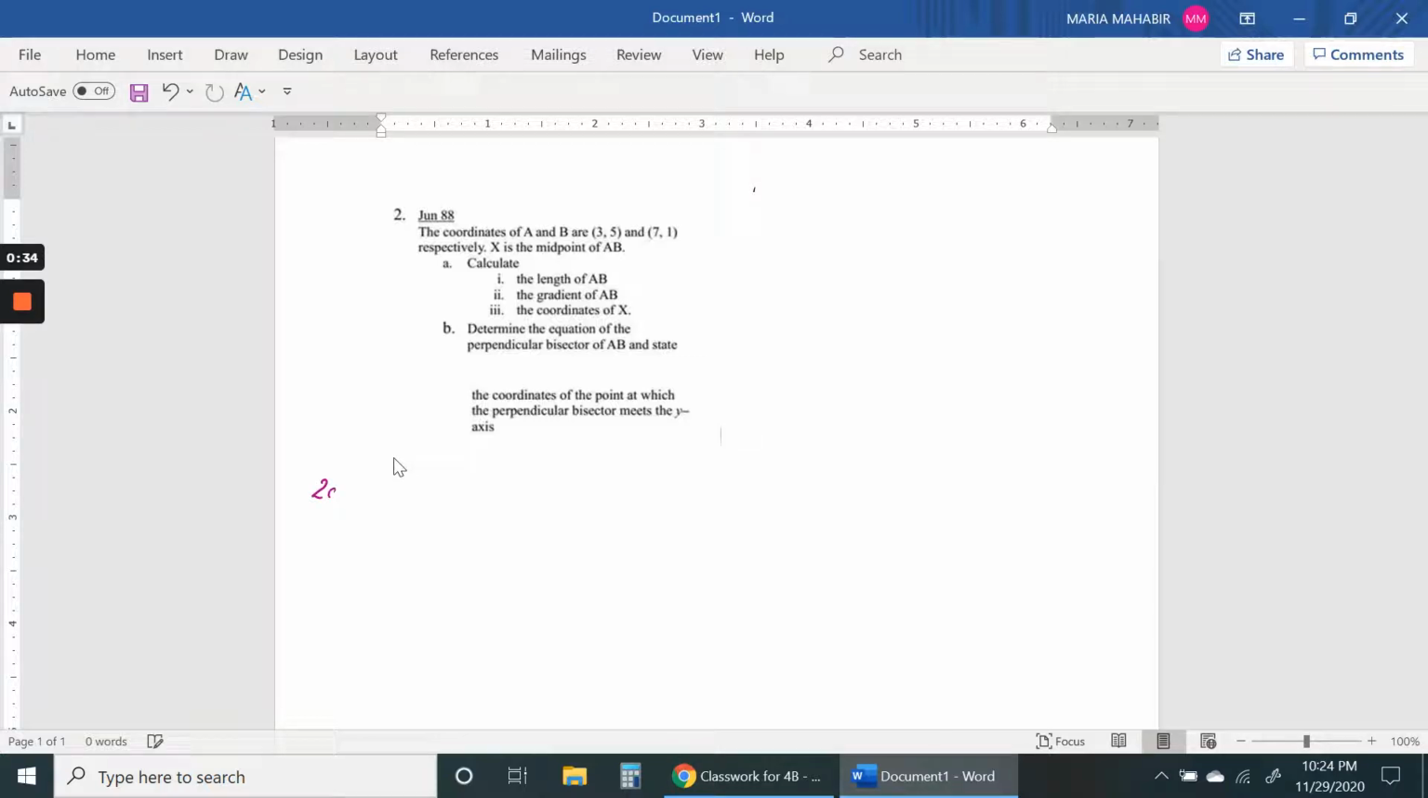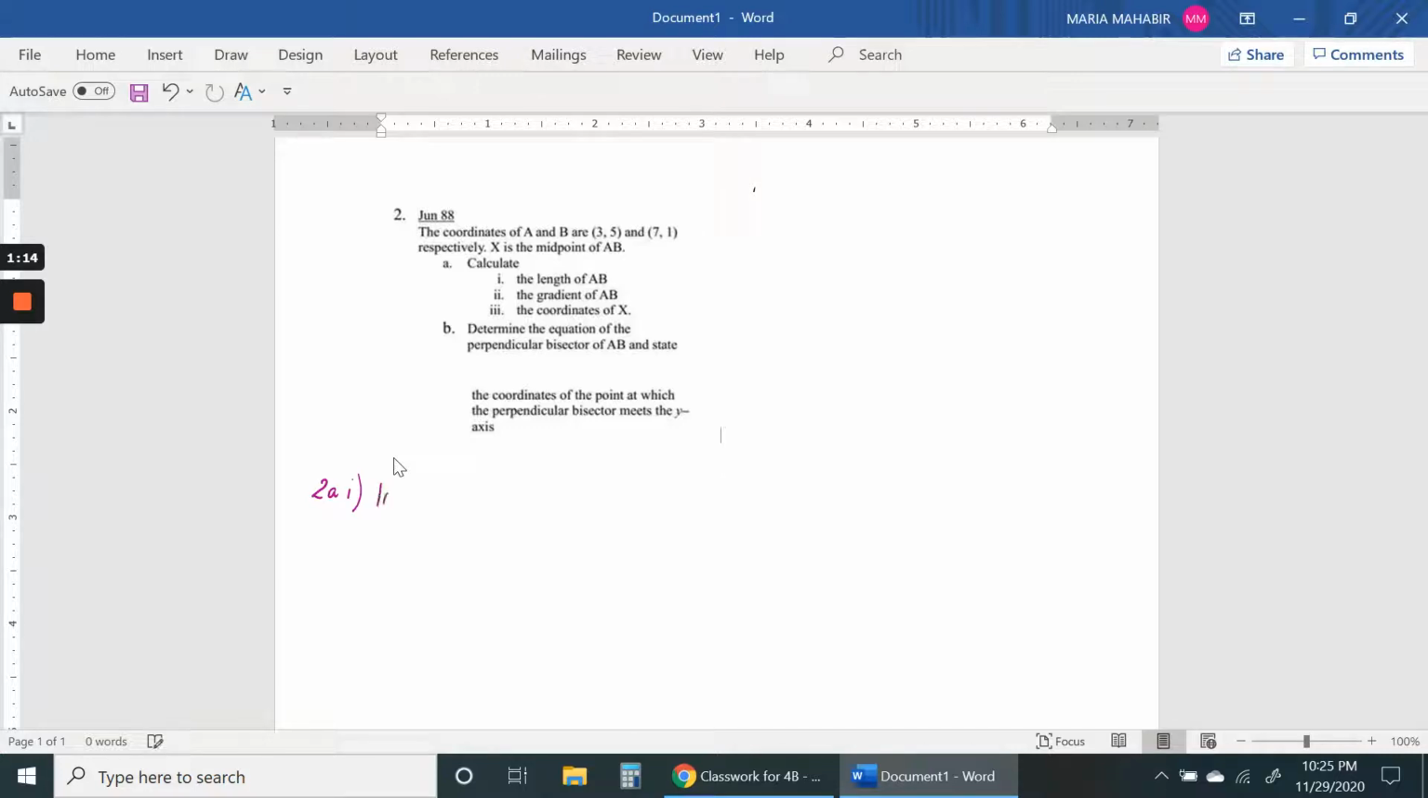Number 2, part A. The coordinates of A and B are (3, 5) and (7, 1) respectively. X is the midpoint of AB. They want you to calculate the length of AB, the gradient of AB, and the coordinates of X. Then determine the equation of the perpendicular bisector of AB and state the coordinates of the point at which the perpendicular bisector meets the y-axis. Alright, so part 1. Calculate the length of AB.